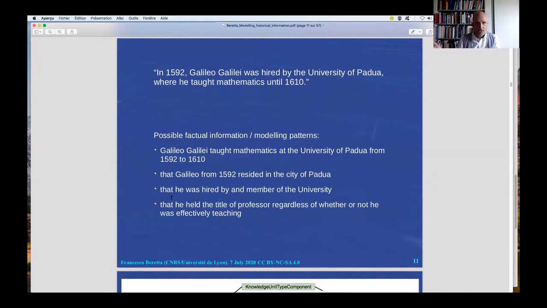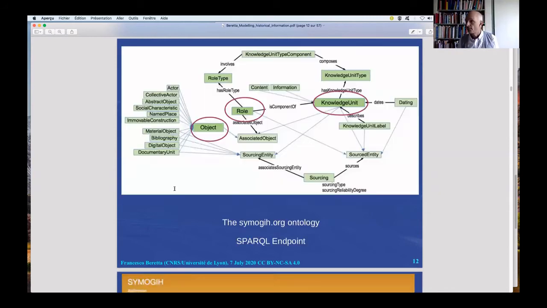You could also understand this, but he was never there, because this is the case later on when he is professor in Pisa, but in reality, he's not teaching. He just has the money from there. So you have these pieces of information, and you have to model them.